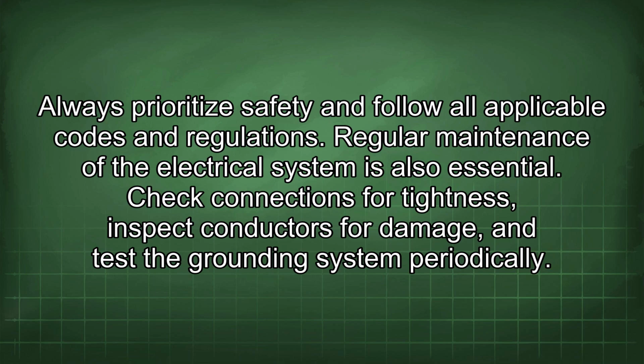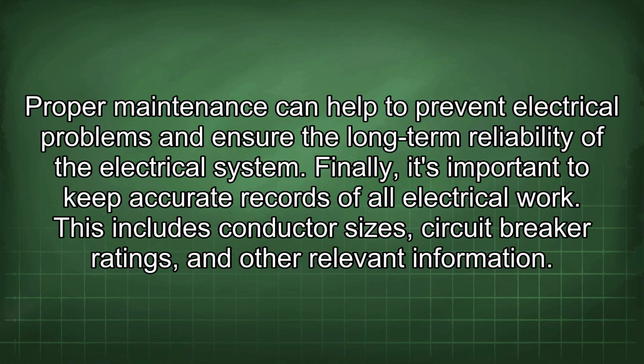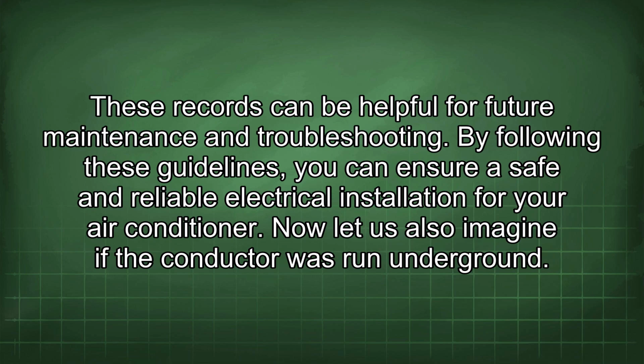Regular maintenance of the electrical system is also essential. Check connections for tightness, inspect conductors for damage, and test the grounding system periodically. Proper maintenance can help to prevent electrical problems and ensure the long-term reliability of the electrical system. Finally, it's important to keep accurate records of all electrical work. This includes conductor sizes, circuit breaker ratings, and other relevant information. These records can be helpful for future maintenance and troubleshooting. By following these guidelines, you can ensure a safe and reliable electrical installation for your air conditioner.